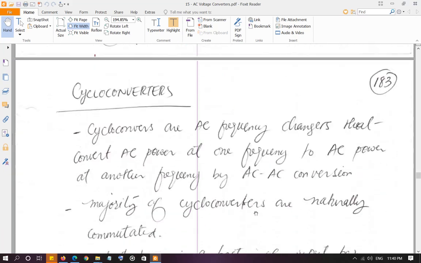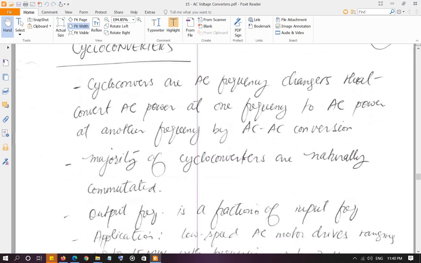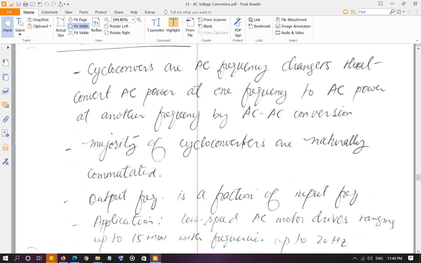And the last type of circuits are called cycloconverters. Basically, AC frequency changers. They change the AC frequency as well as, of course, the RMS value of the AC signal. Actually, it looks like they just change the frequency, not the RMS value, because you have an equal number of cycles. Well, they do change the RMS value, of course, because the output doesn't look like the input, and they also change the frequency. And the frequency is a fraction of the input frequency.